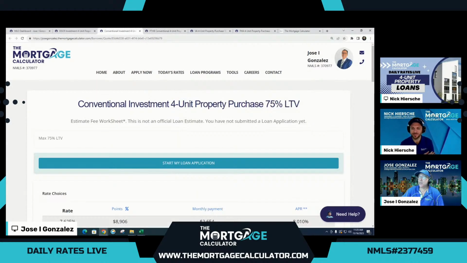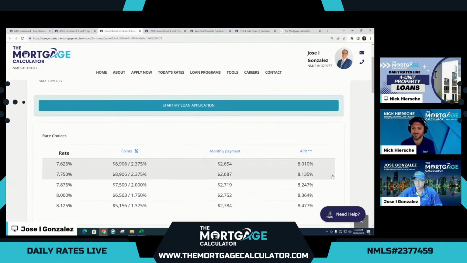So now I want to put a little bit of additional options there in context. Now I'm putting here an investment property 4-unit conventional purchase. You'll note there that it is 75% LTV and rates 8.125, and you can buy that down to 7.625.